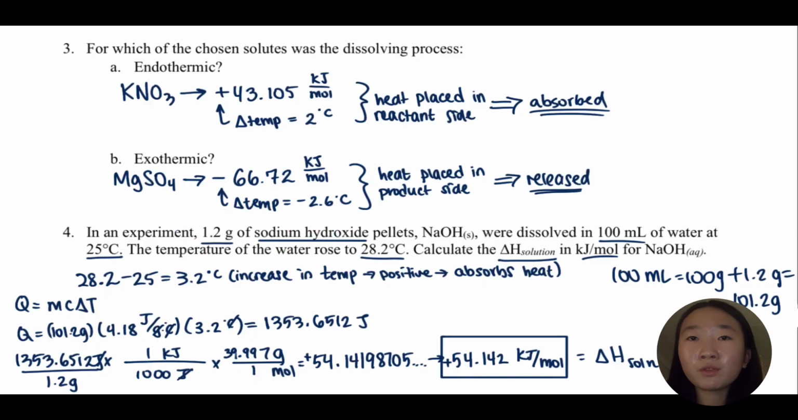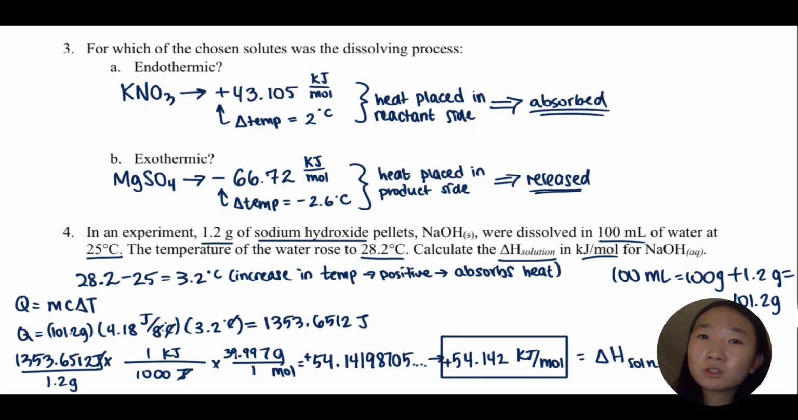As for question number 3 of the post lab, done by group member Faizullah, we found the dissolving processes of the chosen solutes. So the first one was KNO3, and we got a heat of solution of plus 43.105 kilojoules per mole, and then we got this using the change in temperature of positive 2 degrees Celsius. This positive value indicates that the heat was actually placed on the reactant side, and therefore heat was absorbed within the reaction, so it is therefore endothermic.